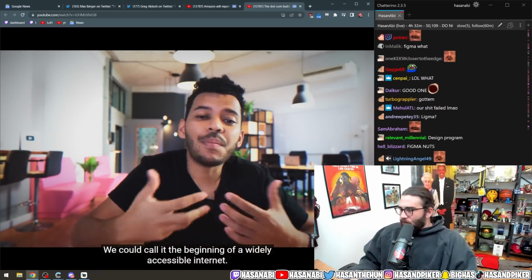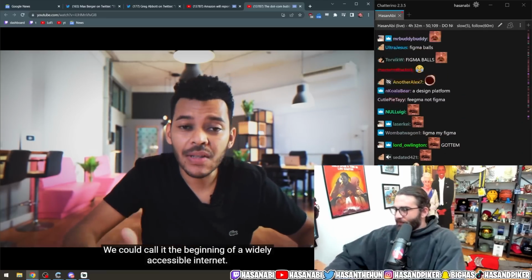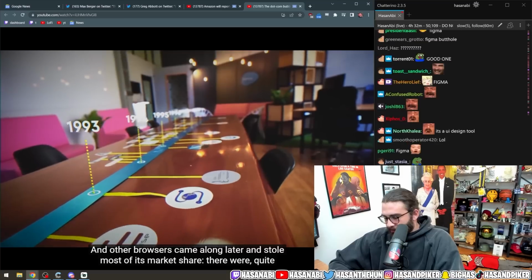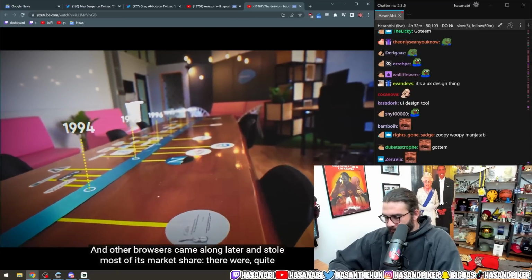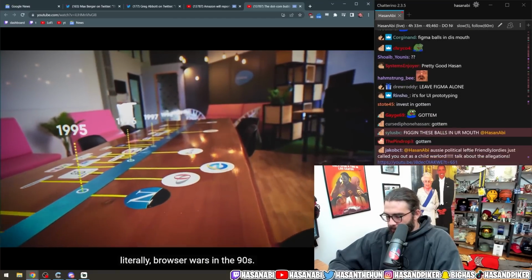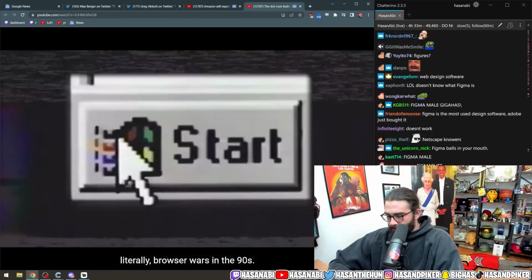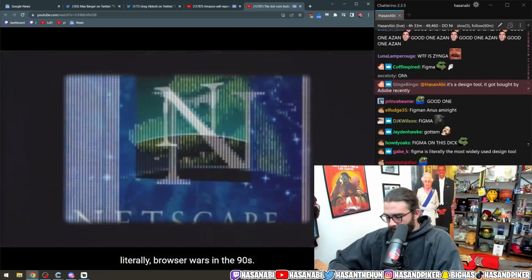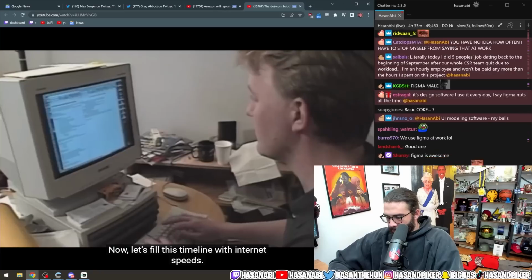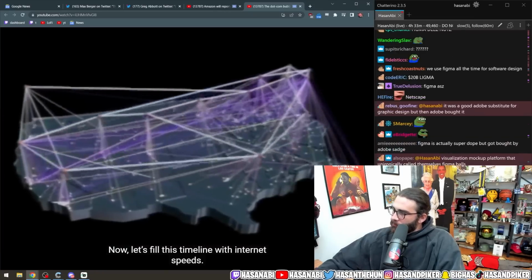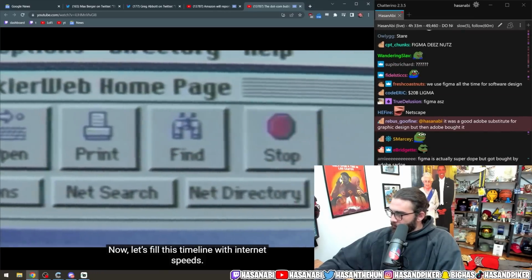We could call it the beginning of a widely accessible internet. And other browsers came along later and stole most of its market share. There were literally browser wars in the 90s.